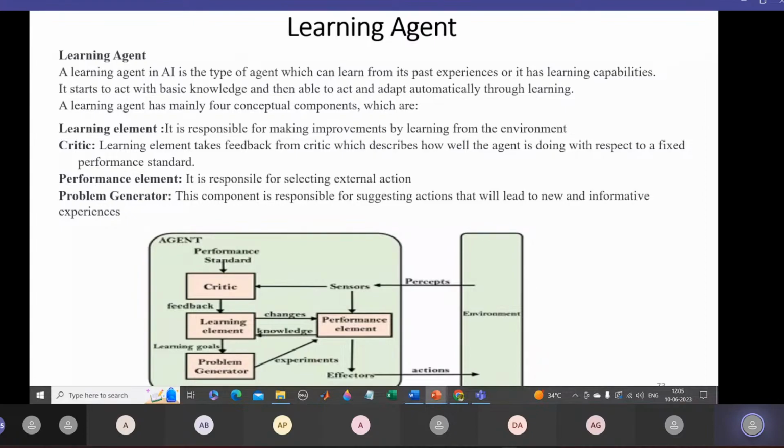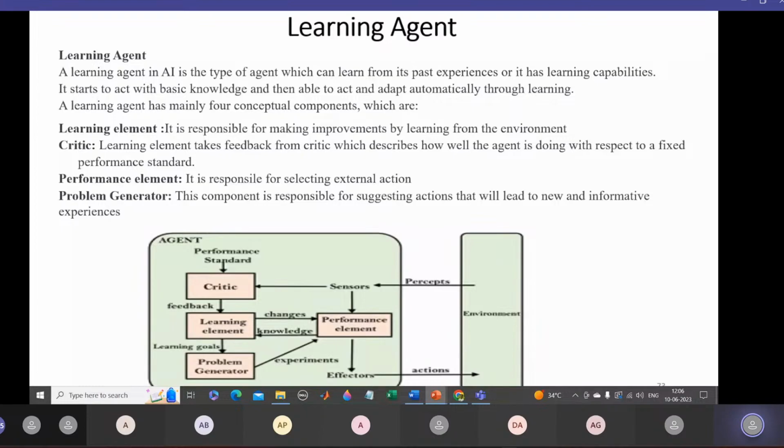That is the learning element. Then we have the critic. The critic gives feedback to the learning element, and that describes how well the agent is doing with some performance standard. So they have the critic, they get the feedback, and the learning element will get the feedback because they know the performance standard.